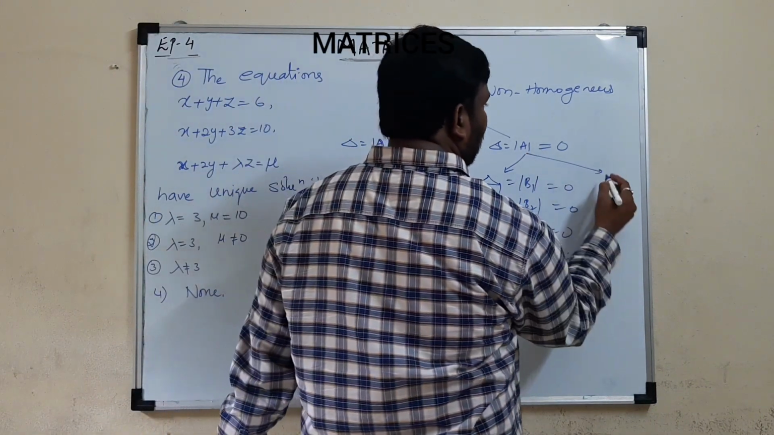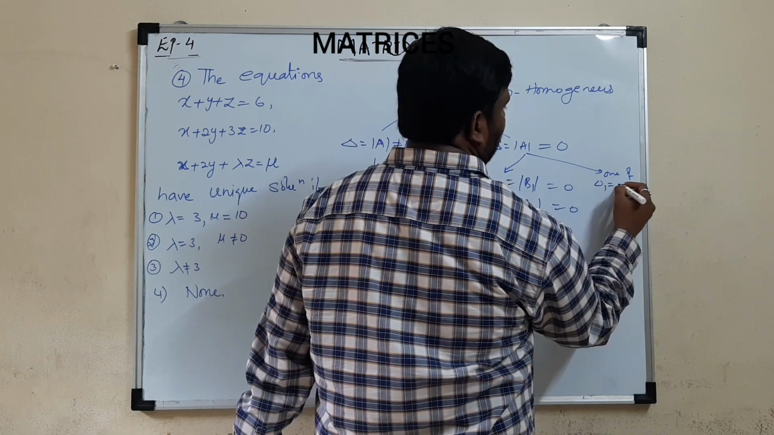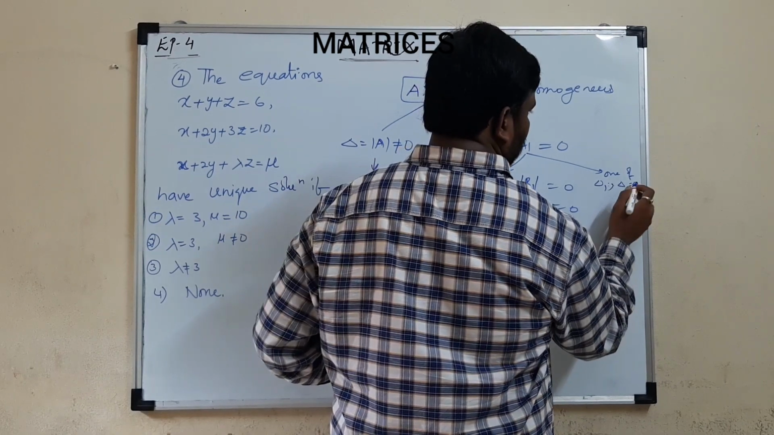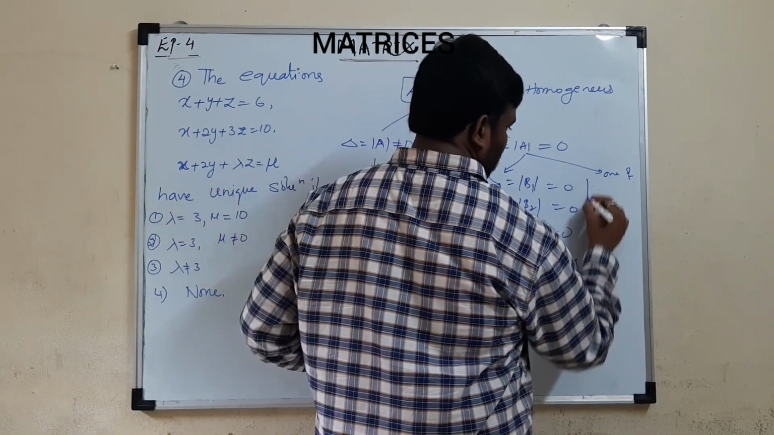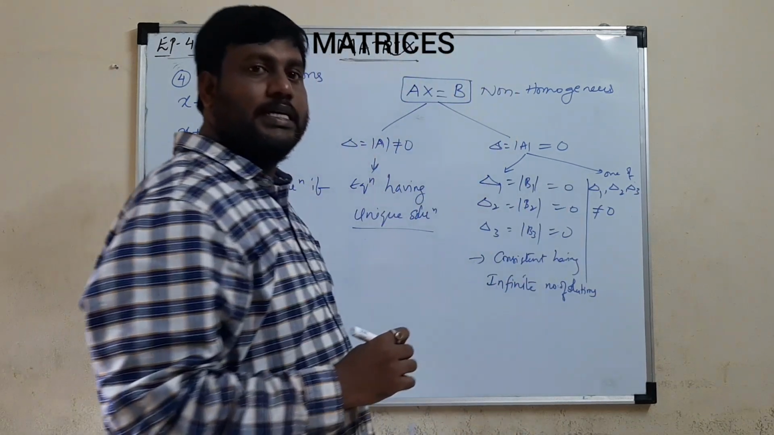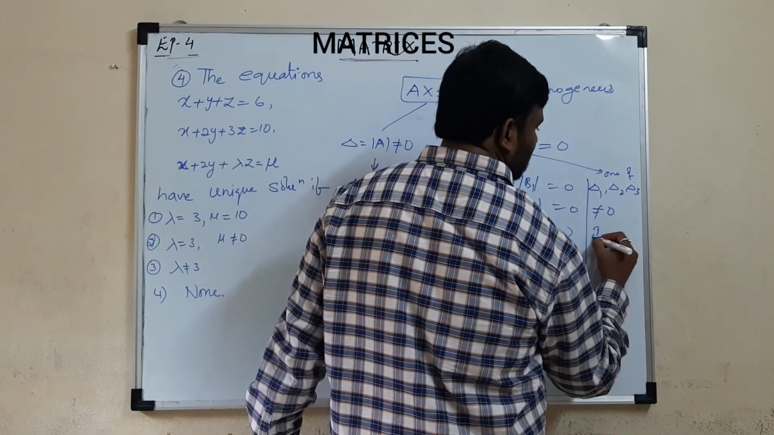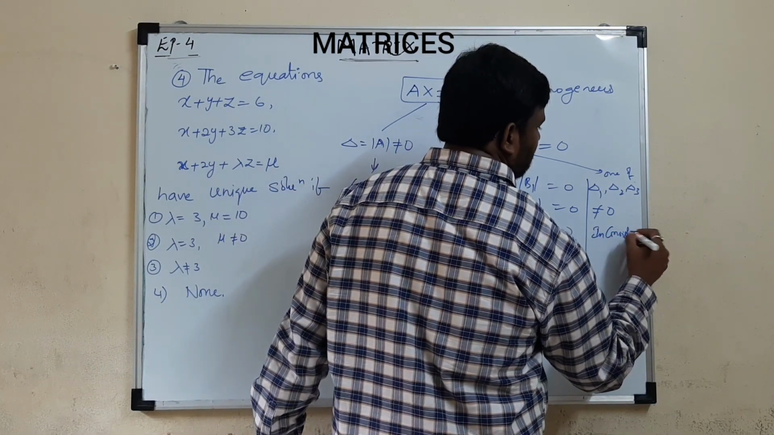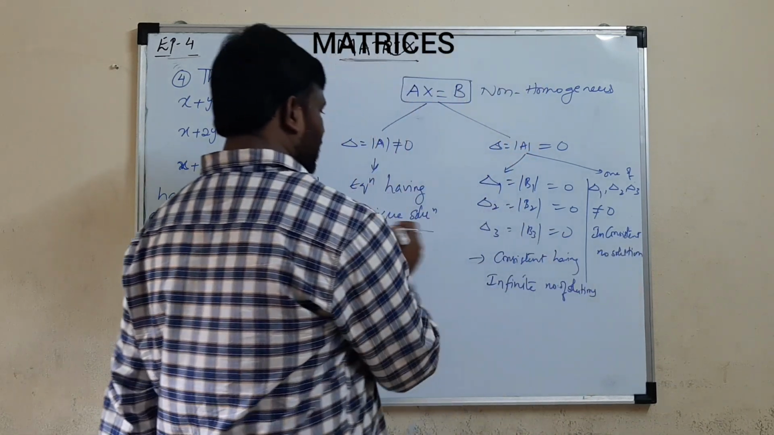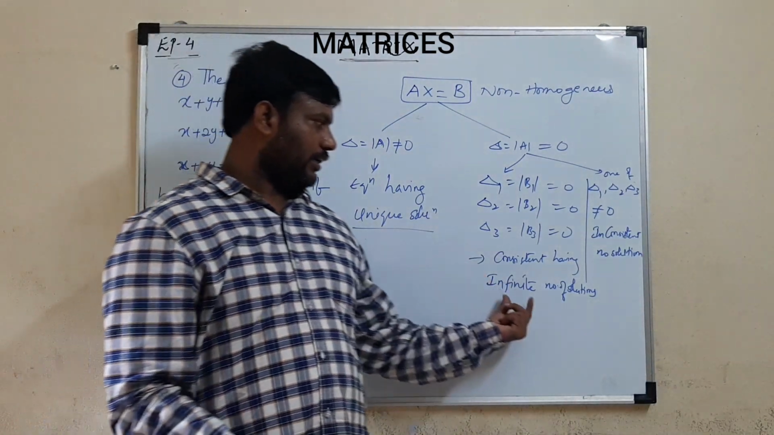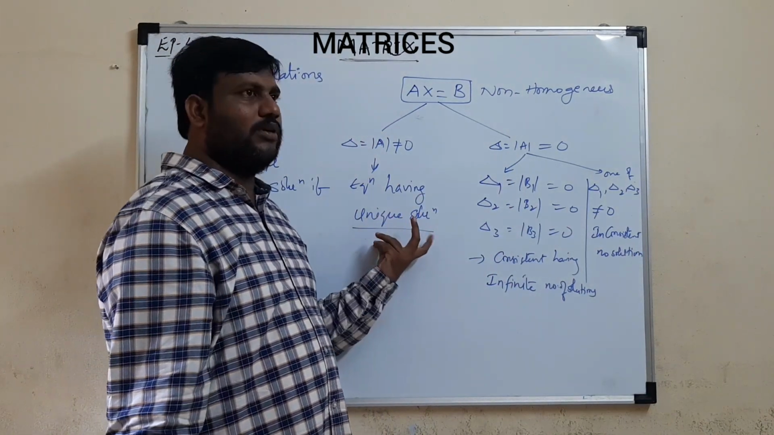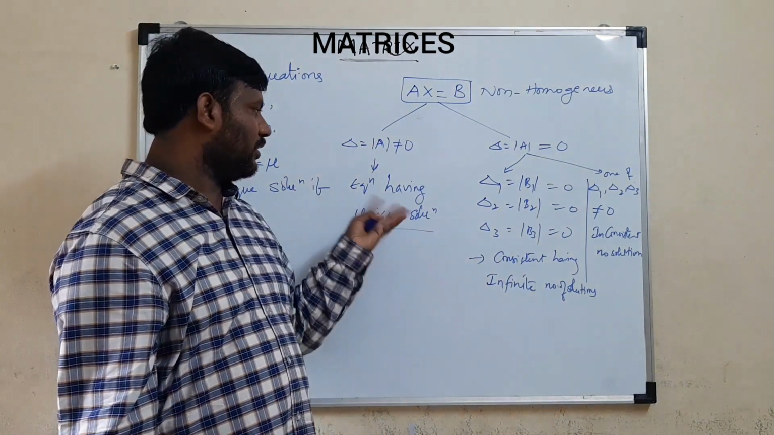If any one of delta 1, delta 2, delta 3 is not equal to 0, such equations are inconsistent, having no solution. So here you have a unique, only single solution. Here, infinite number of solutions. Here is no solution, that is inconsistent. So first you check det A not equal to 0, then simply there is one unique solution, only one solution, which is consistency.